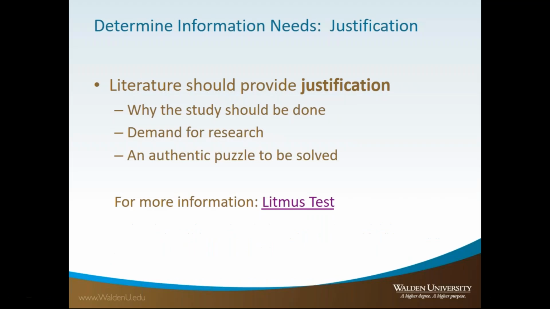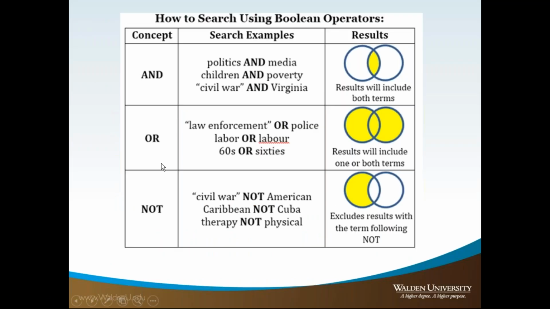Okay, so before we move on, let me show you just a visual representation of what the Boolean operators look like. Okay, so here's "and." If we can imagine that in this left circle, these are all the articles that are about politics, and these are all the articles that are about media, the database is going to bring back only those articles that have both of those terms. Now here's "or," and this is such a great example, and one that you might even use in your research if you're a forensic psychology student. Law enforcement or police is going to bring back either of those terms.